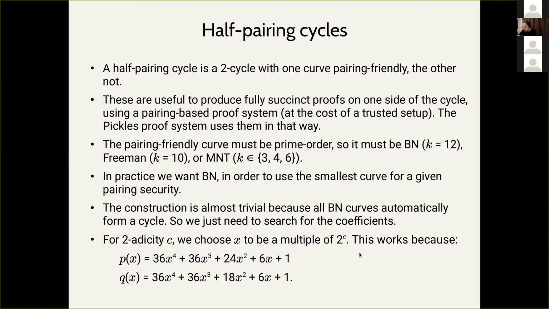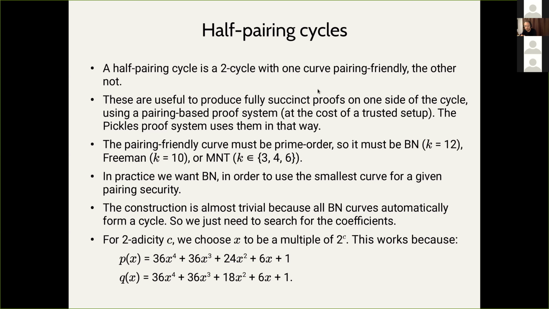So let's consider how to make half pairing cycles. I already answered this in response to a question before, but the reason you would want these is so that you can use a proving system that produces fully succinct proofs as part of the cycle. You won't be able to use that for both sides of the cycle, but only being able to do it for one is sometimes sufficient, depending on exactly how you do the recursion. I think Isaac Meckler has a video about the Pickles proof system that explains how that uses them.